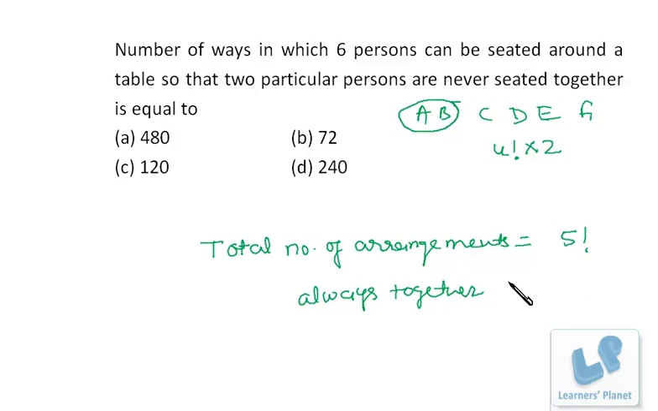So this is 4 factorial into 2, or I can say 48. This is 120. So these are the total number of arrangements, and these are the arrangements when they are always together. So in the remaining cases, they will never be together, right? So this is 72 ways when they are never together. Okay, I hope you are clear.